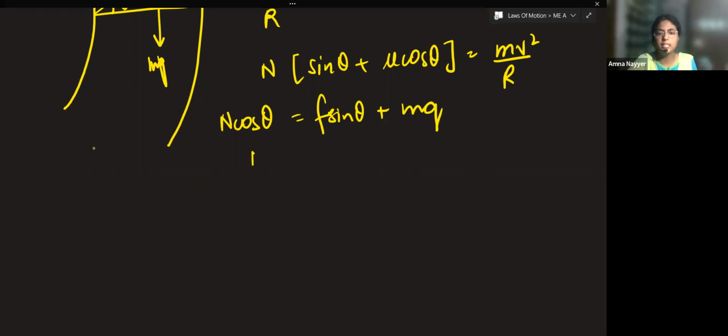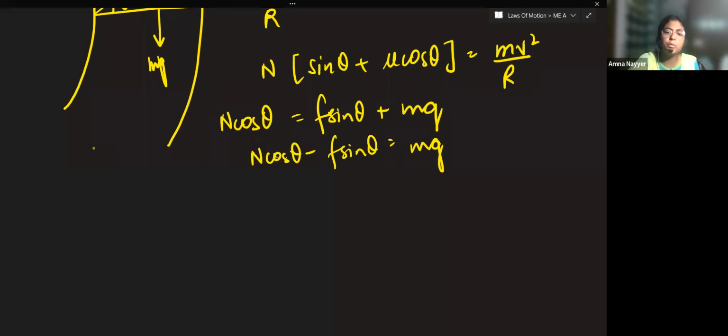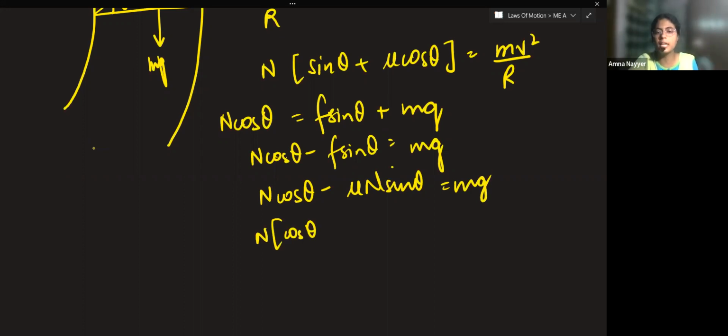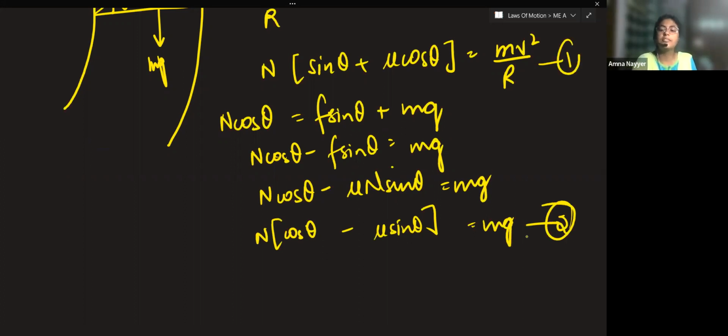So n cos theta minus f sine theta is equal to mg. Again, f becomes mu n. So n cos theta minus mu n sine theta is equal to mg. Let's take n again common. This becomes n times cos theta minus mu sine theta equal to mg. Now you have two equations. This is the second equation, and one equation we had already calculated. This was the first equation.